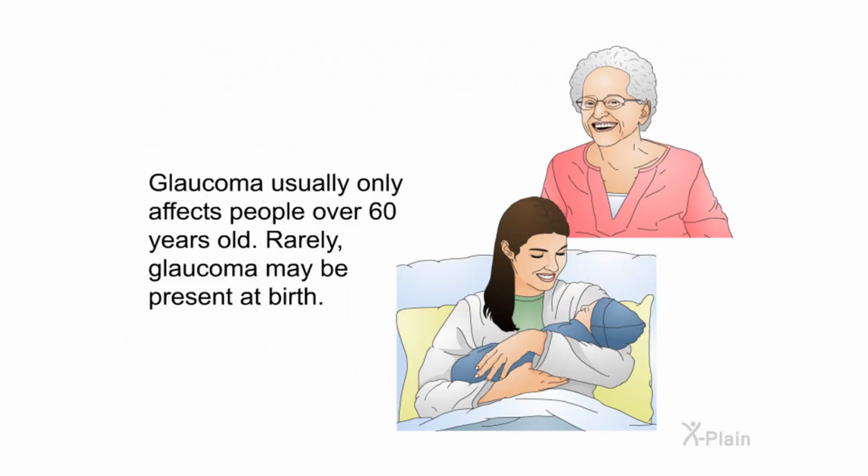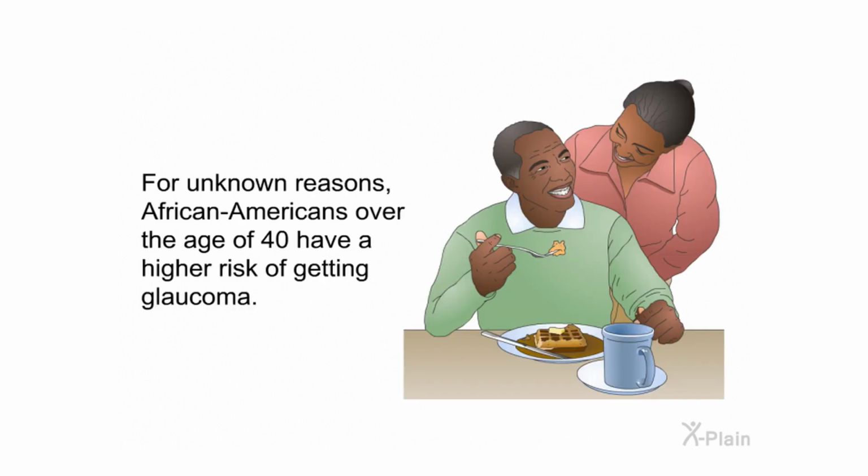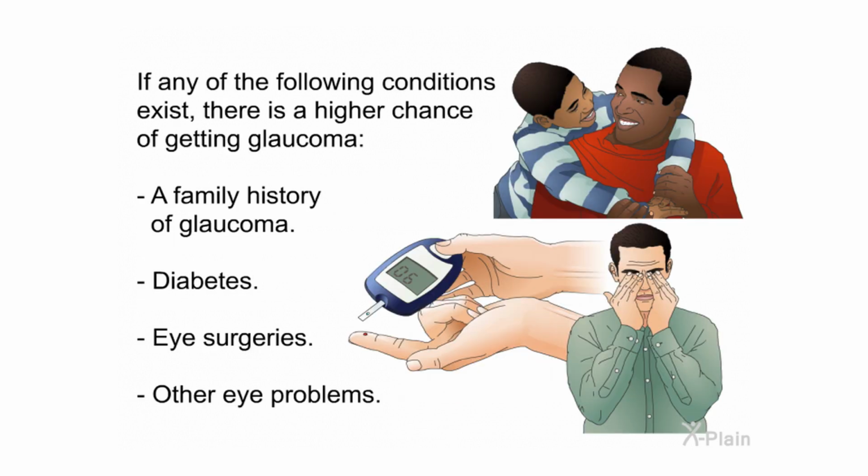Glaucoma usually only affects people over 60 years old. Rarely, glaucoma may be present at birth. For unknown reasons, African Americans over the age of 40 have a higher risk of getting glaucoma. If any of the following conditions exist, there is a higher chance of getting glaucoma: a family history of glaucoma, diabetes, eye surgeries, other eye problems.